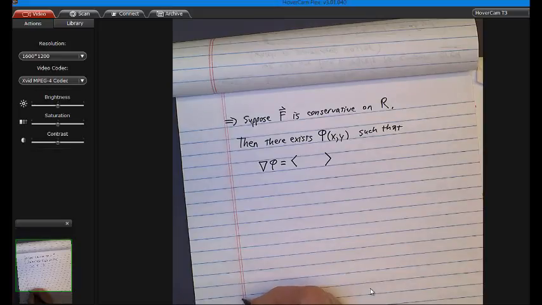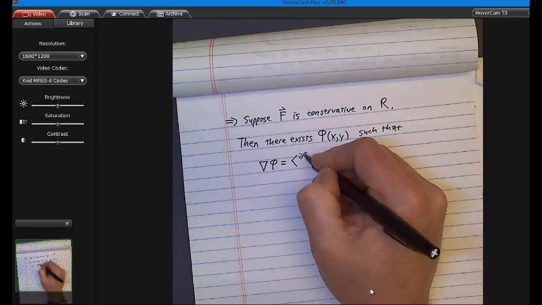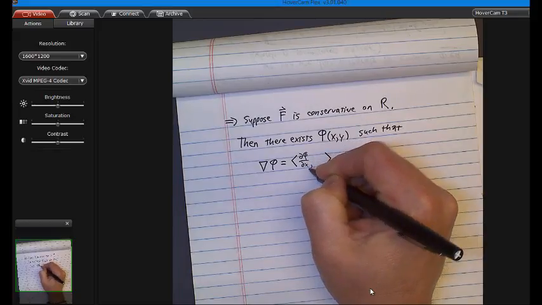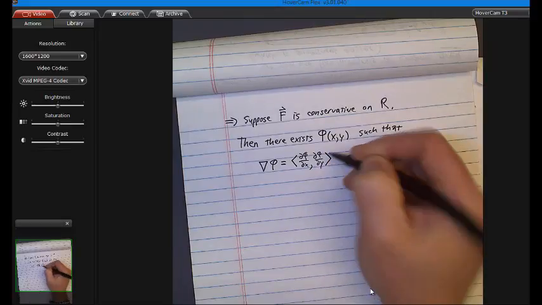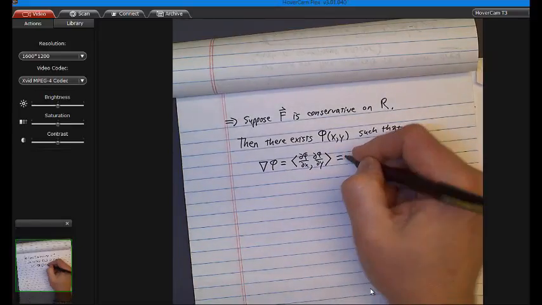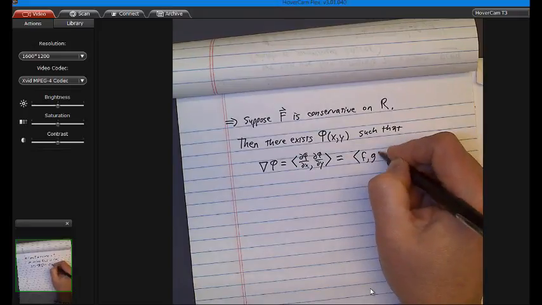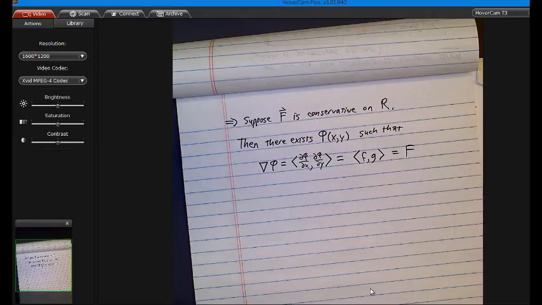Doesn't it mean we get a vector of partial derivatives? Partial of phi with respect to x, comma, partial of phi with respect to y, right? Now, if that equals F, F, by the way, we've been writing this way in the two-dimensional case, right? So that's what I have.